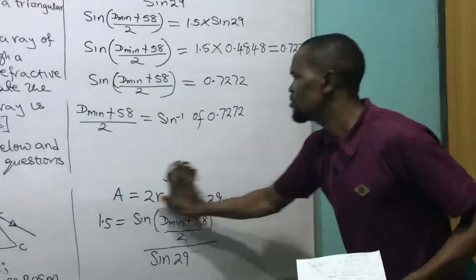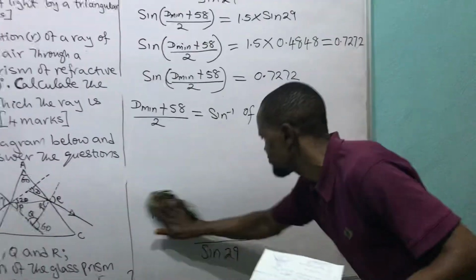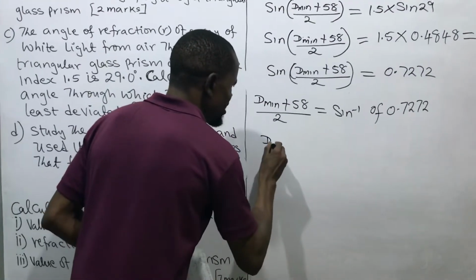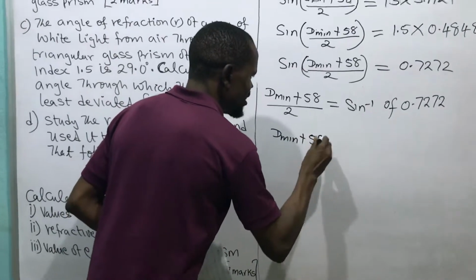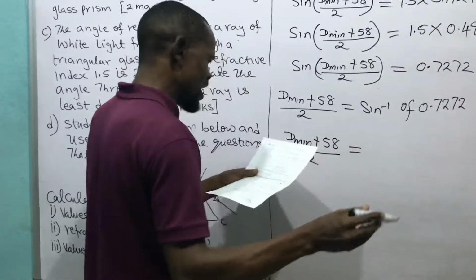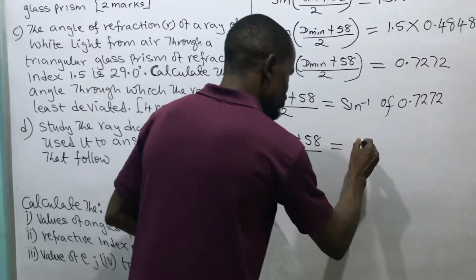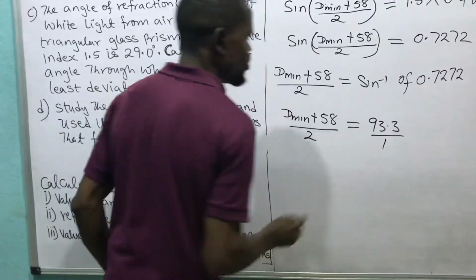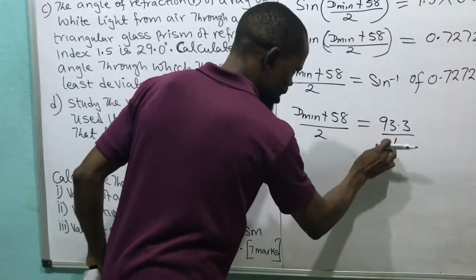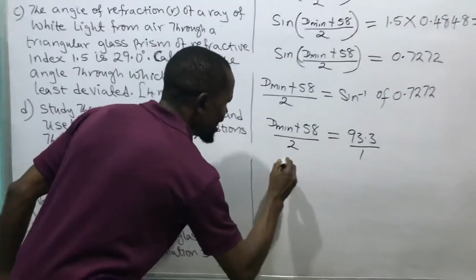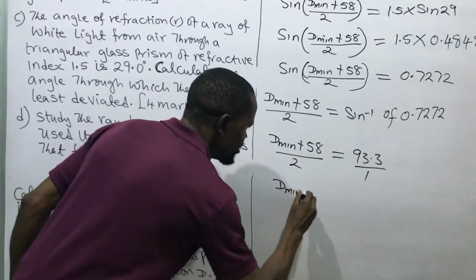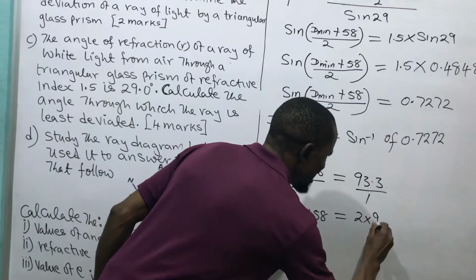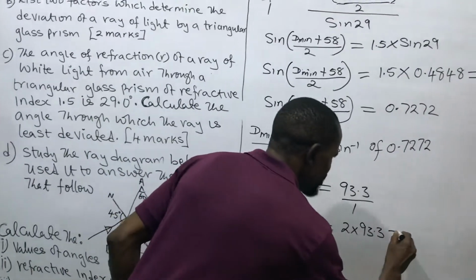So now, can we find the sine inverse? If I find the sine inverse, I'll see that dim plus 58 divided by 2 is equals to sine inverse of that number, which is going to give me 93.3. Therefore, this is over 1. I think you know. Over 1 is the same as this. Cross multiplication: I can now say that dim plus 58 is equals to 2 times 93.3.